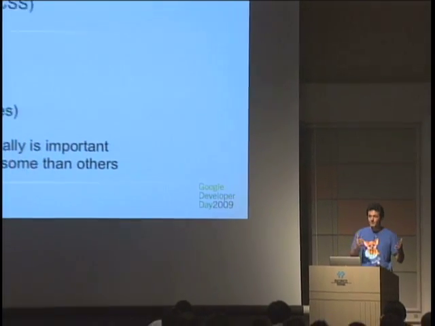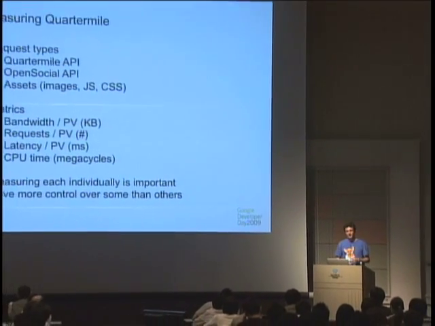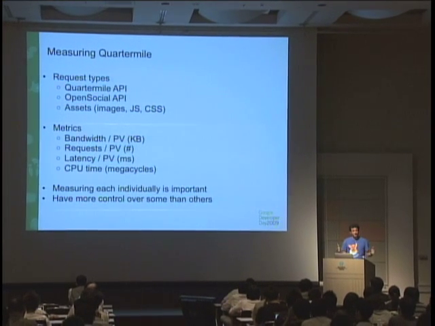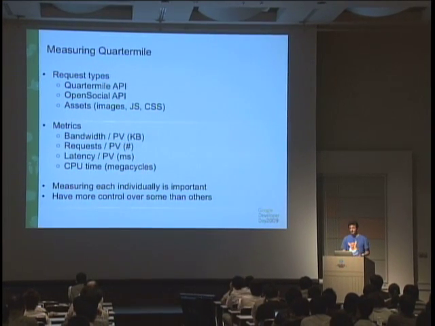What kind of metrics are we going to take a look at? Bandwidth per page view. So how many kilobytes per page view do people download? Number of requests per page view. That's a very important aspect as well. The latency in milliseconds per page view, and CPU time on the server side. So it's important to measure each of them individually because they will affect the perceived performance by the end user of your app speed. And on some of them, you have more control than on others. And as I will show you, on some of them, you can really drastically improve these metrics.